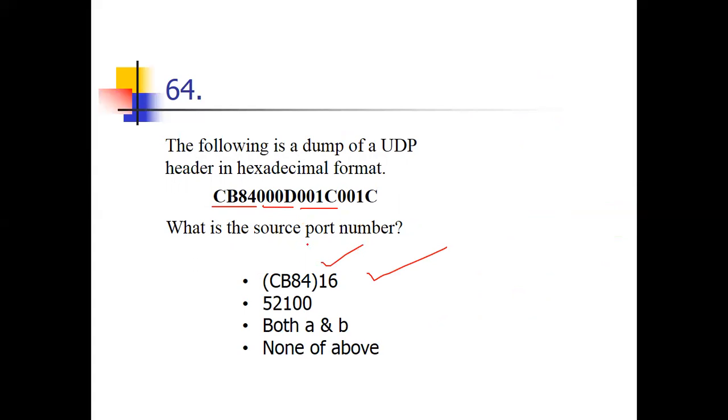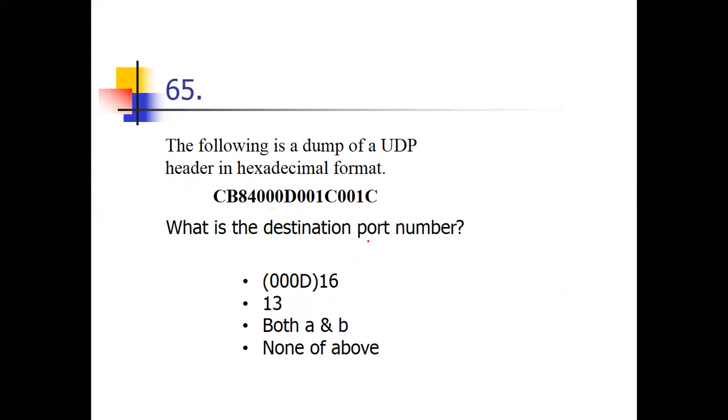When you convert from hexadecimal to decimal, you will get 52100. So the correct option is both A and B. CB84, the first 4 digits, defines your source port number, but one is given in hex and the other in decimal. So the correct answer is both A and B. Now they are asking about the destination. The destination is the next 4 digits, 000D. It's in hex, but when you convert, D represents 13. So the answer is both A and B.